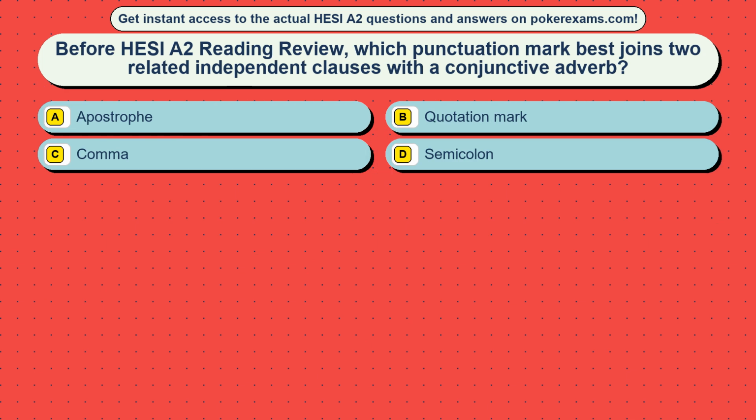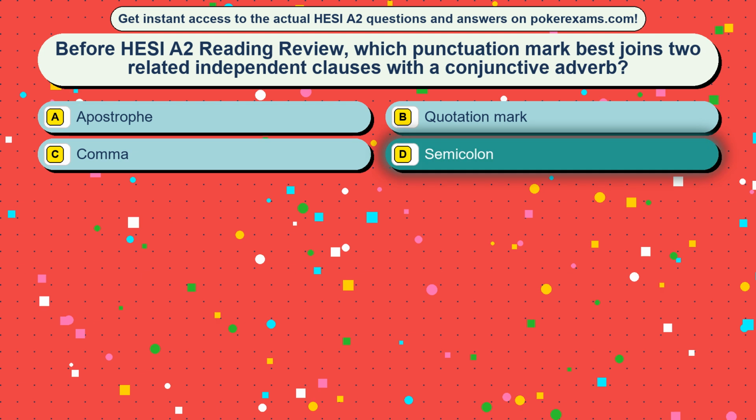Question 35. Before HESI A2 reading review, which punctuation mark best joins two related independent clauses with a conjunctive adverb? Option A, apostrophe. Option B, quotation mark. Option C, comma. Option D, semicolon. The correct answer is option D, semicolon.